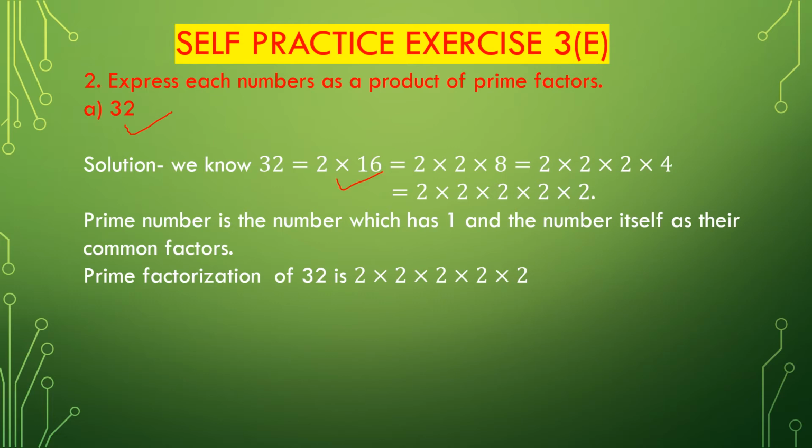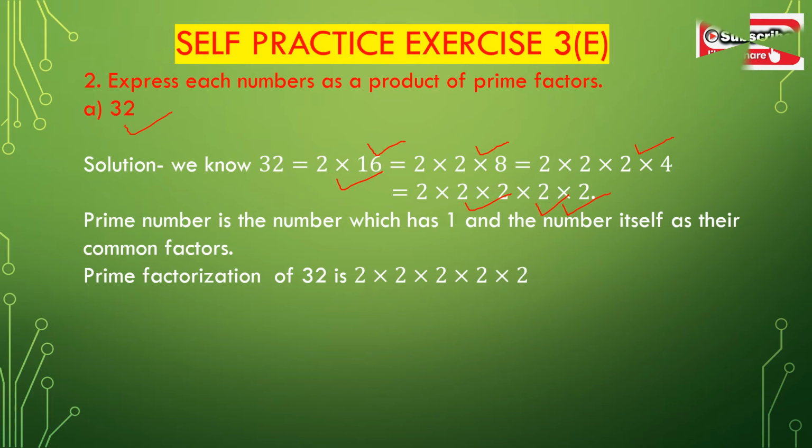When we multiply 2 with 8, we get 16. So 32 is 2 multiplied with 2 multiplied with 8. Then 8 is 2 multiplied with 4. When we multiply 2 with 4, we get 8. When we multiply 2 with 2, we get 4. So 32 is 2 multiplied with 2 multiplied with 2 multiplied with 2 multiplied with 2.